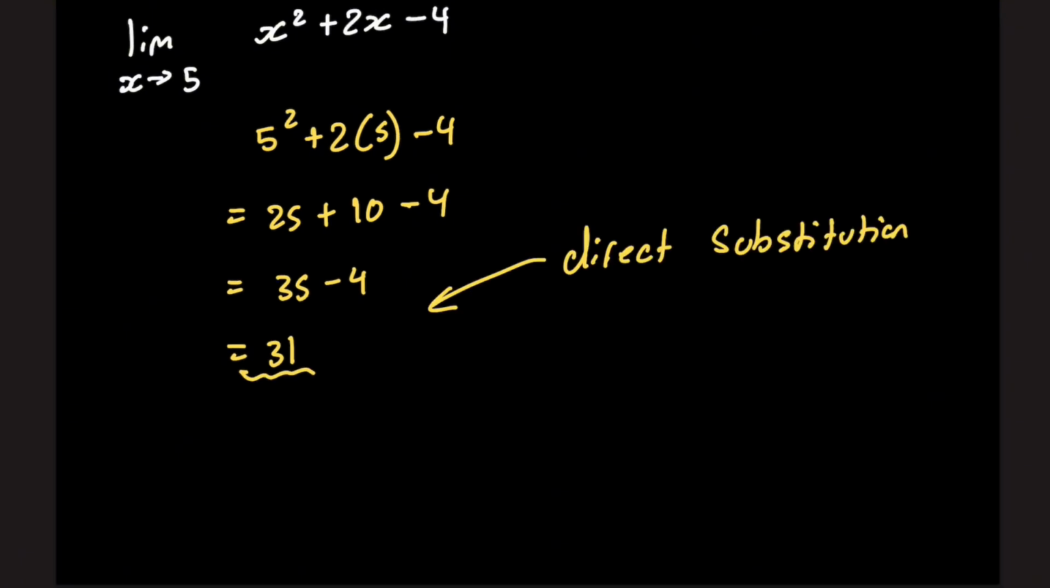This method is called direct substitution, as the only thing that we did was substitute this value into the function and we got an answer.